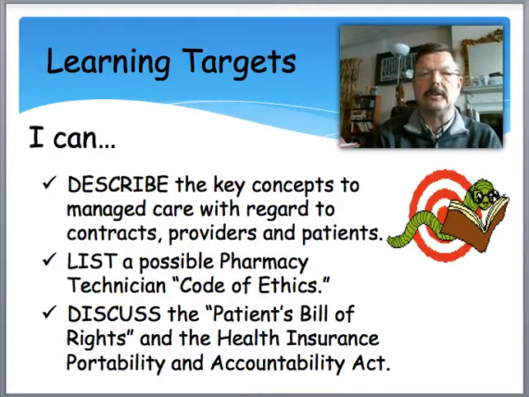The learning targets for today are: I can describe the key concepts of managed care with regards to contracts, providers, and patients. I can list a possible pharmacy technician code of ethics, and I can finally discuss the Patient's Bill of Rights and the Health Insurance Portability and Accountability Act.